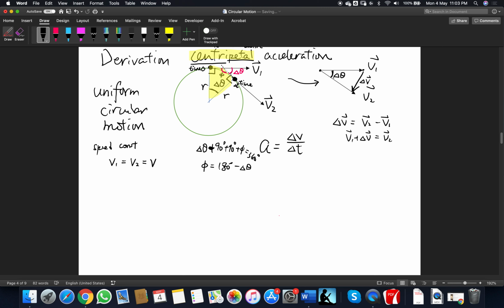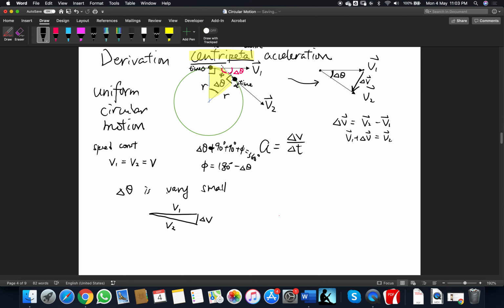And then, if we know that this angle is delta theta, how can we get the magnitude of delta v in this diagram? We need to assume that the angle is very small, such that this triangle is a very thin triangle, something that looks like this one: v2, v1, and delta v.